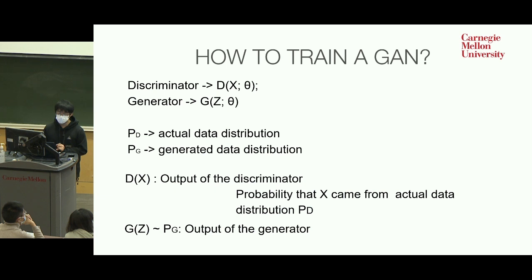And one thing to notice here is that the output of the discriminator could also be interpreted as the probability that x came from the actual data distribution p_d. In that case, your discriminator is using a softmax at the end of the layer to make its output a probability, which may not be the case when we see the original version of WGAN, where the output of the critic is not a probability, which will be covered later. And also G(z), which is the output of the generator, is following the p_g distribution. Good.